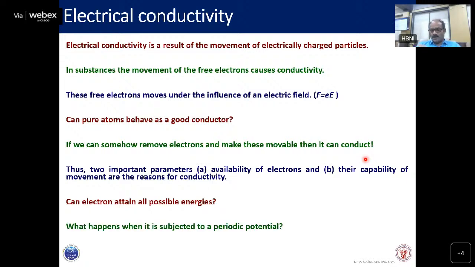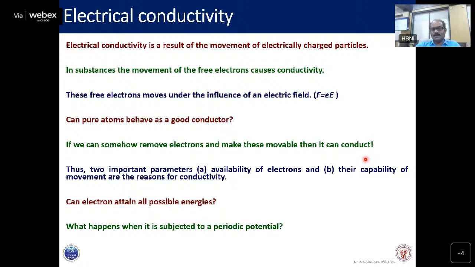See, if an electron is a free electron, which is also a plane wave, then it can have all the possible energies. The energy spectrum for a free electron is continuous. But when this free electron is subjected to a periodic potential, in that case, if you solve the movement of this electron, there are only certain energy levels which are feasible.